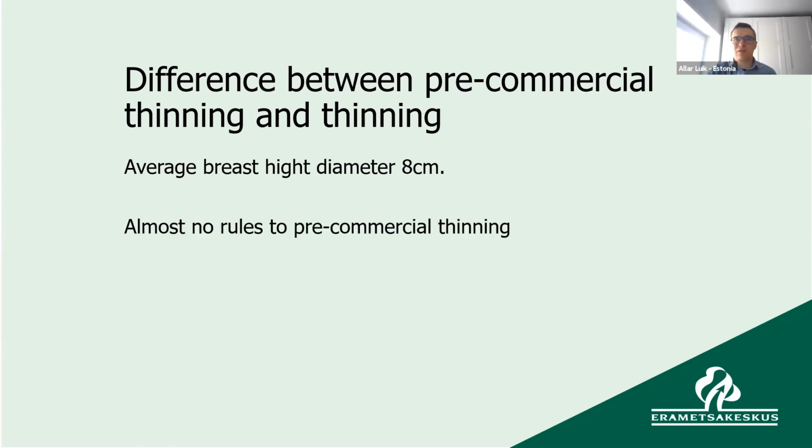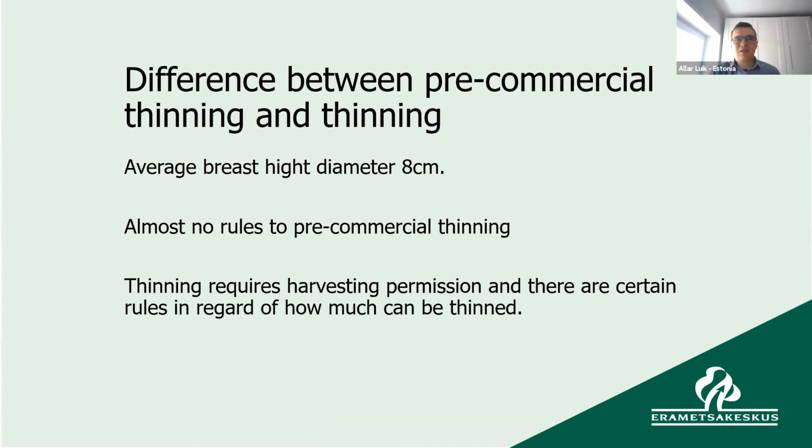For pre-commercial thinning, there are almost no rules. The forest owner can do whatever they want. And in most cases, there is no need for any rules, because if you have planted spruce or pine trees, you won't do anything bad to them anyway. However, thinning requires a harvesting permission, and there are certain rules regarding how much can be thinned. So thinning is where forest owners can sometimes get some income. While 99% of forest owners, in my opinion, would not need any rules, we currently still have some rules for thinning.